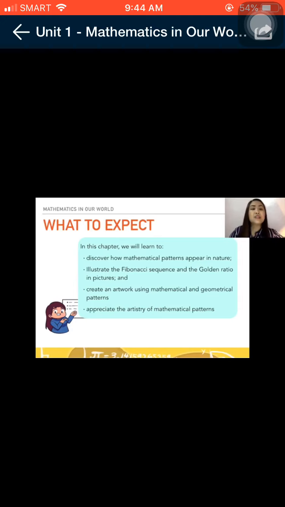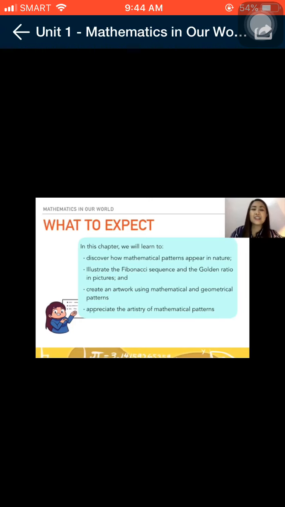Second, we'll see or illustrate the Fibonacci sequence and the golden ratio. So what's the Fibonacci sequence and golden ratio? We'll learn about that in this chapter. Third, you will create an artwork using mathematics and geometrical patterns. So, exciting! You'll make your own artwork. And lastly, we'll learn to appreciate the artistry of mathematical patterns.